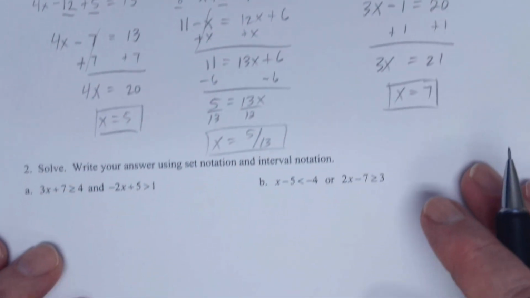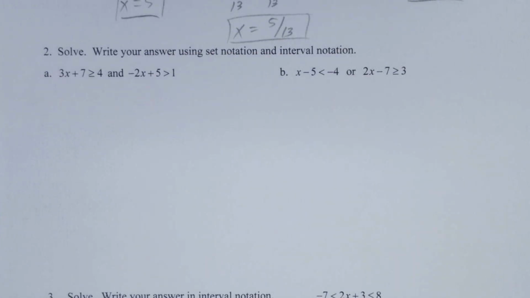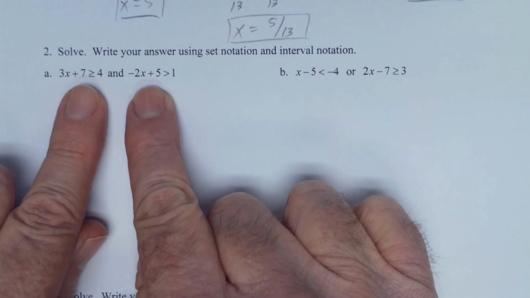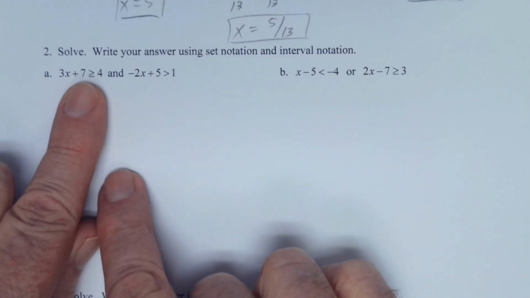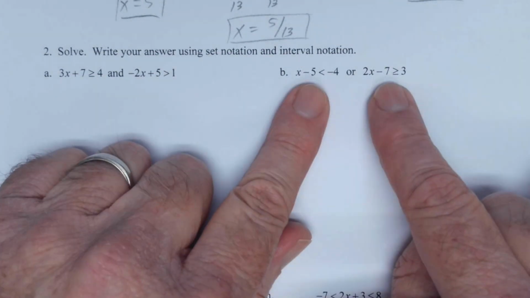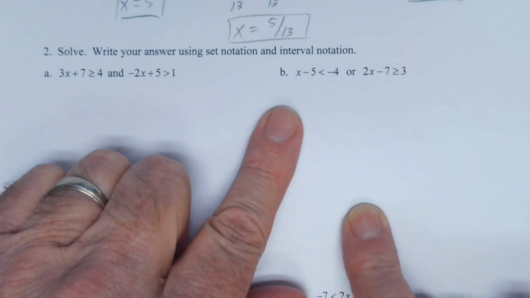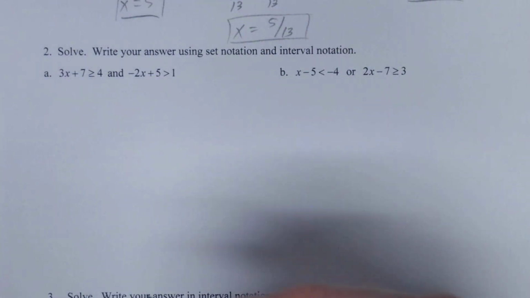All right, let's move on to number 2. Now, these are what we call compound inequalities, and in both cases, we're going to solve these two inequalities separately, and we'll put the word and in between those two. Here, we'll solve these two separately, and we'll put the word or in between. This one will have a little more work to do than that.